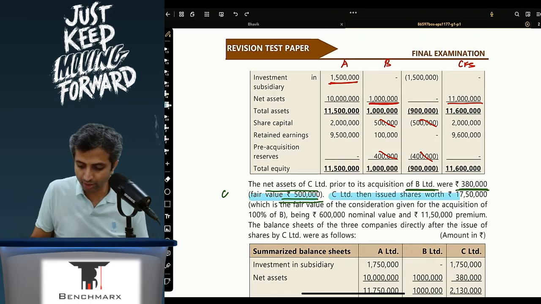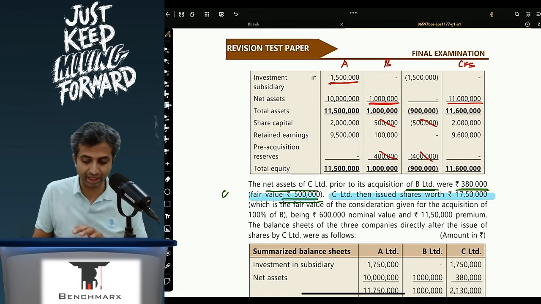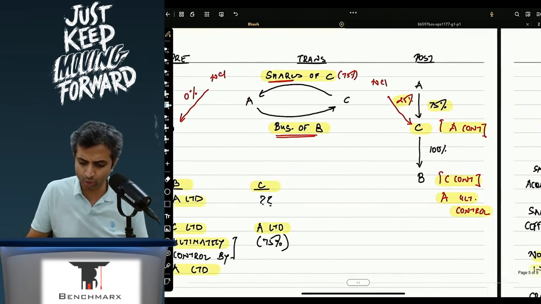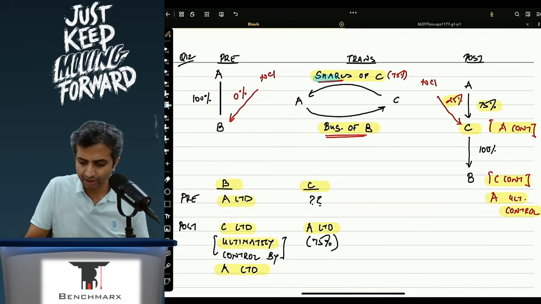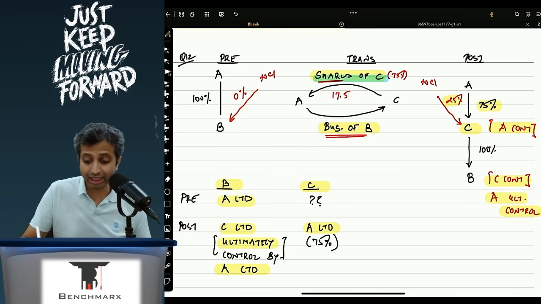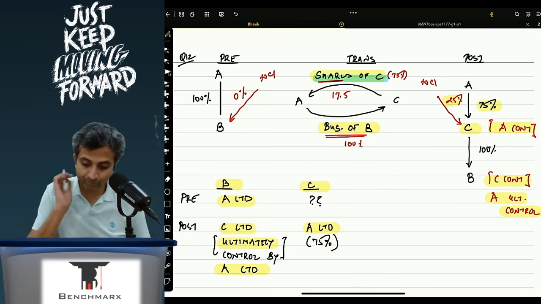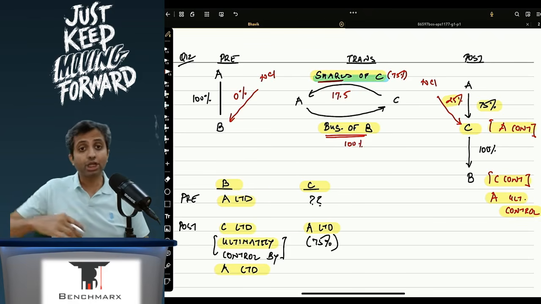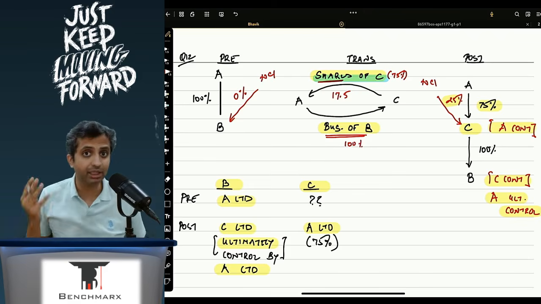C issued shares worth 17 lakh 50. So as a part of this transaction, C has issued its own shares, probably worth 17.5 lakhs. This is the total value of the shares. In return, A has given up 100% of the business of B. So maybe I can say that the total value of the business of B is 17 lakh 50.